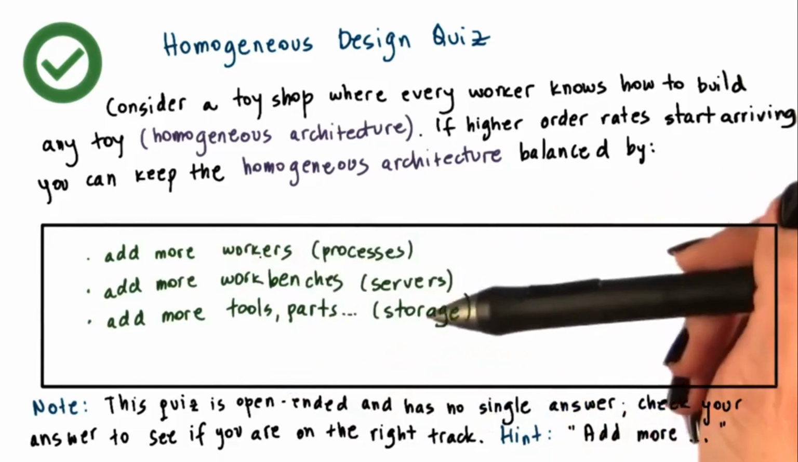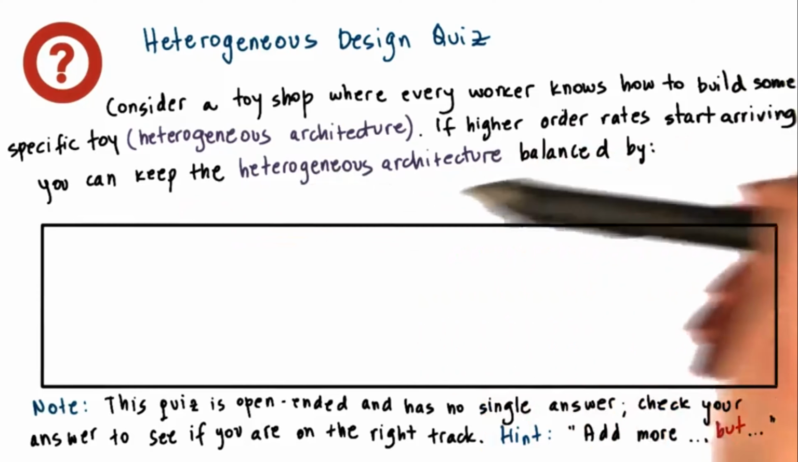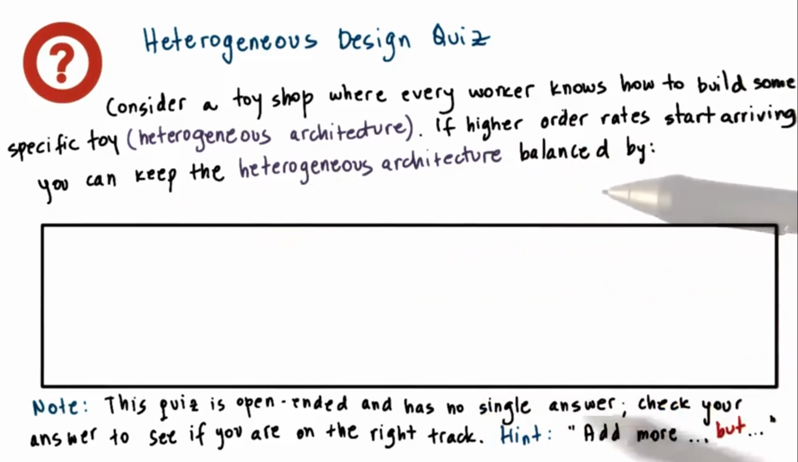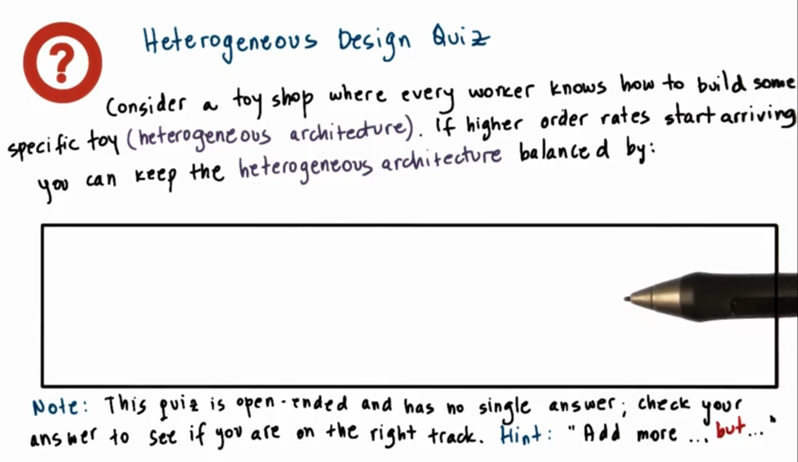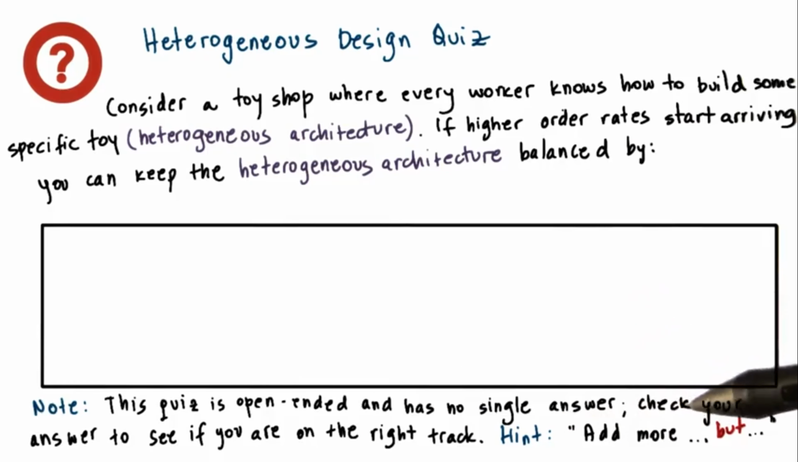Consider a toy shop where every worker knows how to build some specific toy. So this is analogous to the heterogeneous architecture. In this scenario, if a higher rate of incoming requests for toy orders starts arriving, how would you keep this heterogeneous architecture balanced? Again, this is an open-ended quiz, but as a hint, the way you maybe should think about structuring your answer would be add more of X, but what else do you need to do?